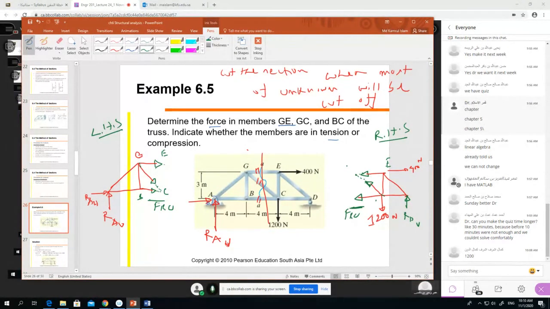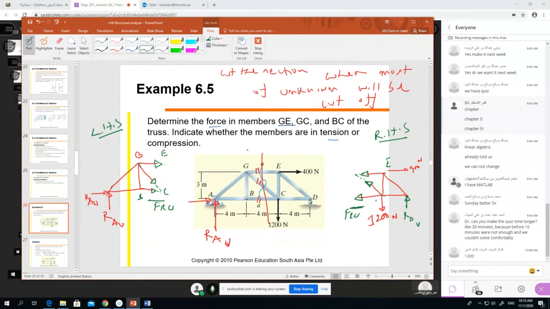Equilibrium, right? You have to make sure that when you cut this section and you imagine, you assume the tension, all tension, so both have to be on opposite sides, right? Left hand side, right hand side. Now you can start with any side.